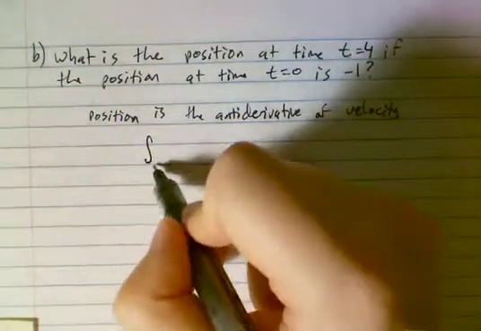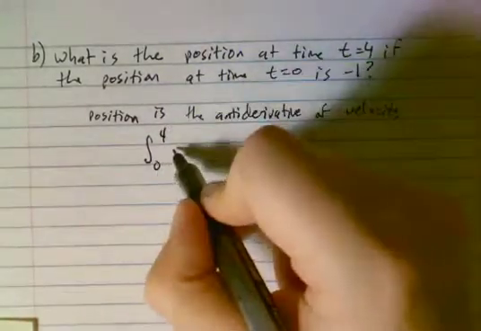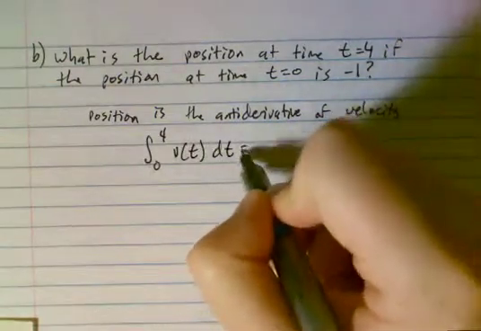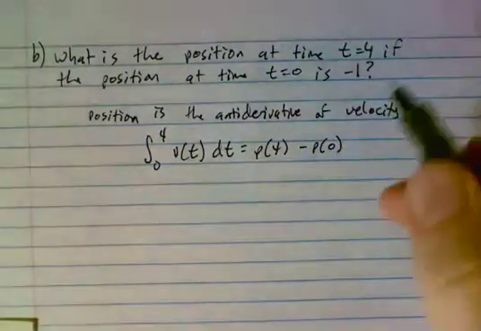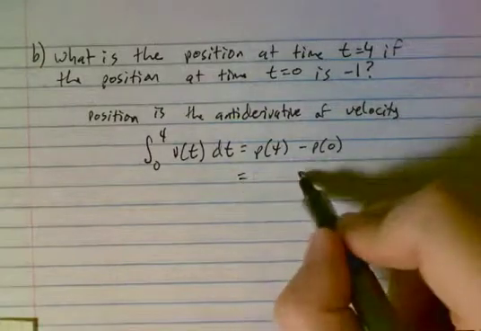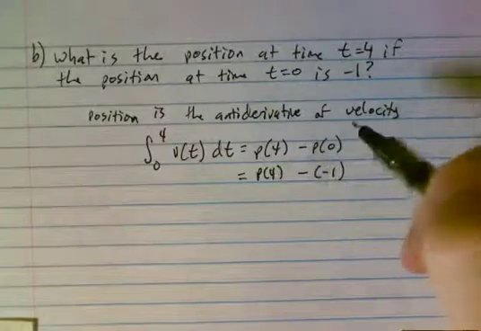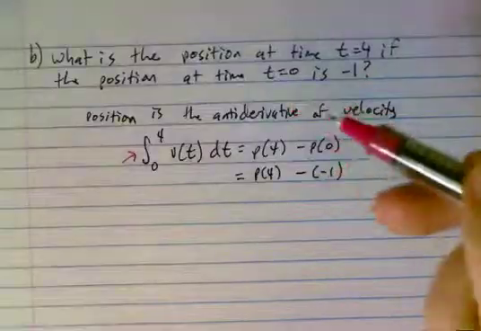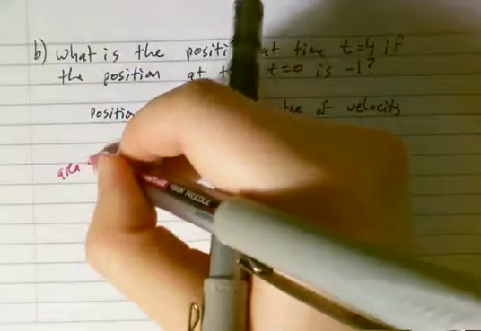So that means that the integral from, let's see, 0 to 4 of the velocity is position at time t equals 4 minus position at time 0. Now we know when t is 0, position is -1. Position at time t equals 4 is what we're trying to solve for. And the key thing to remember here is that the integral of the velocity from 0 to 4 is the same as the area under the curve.